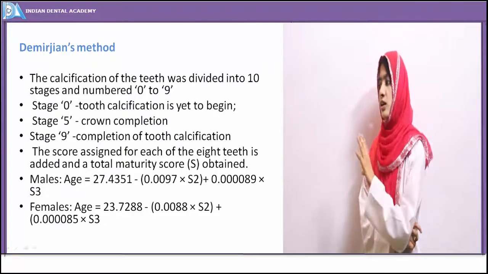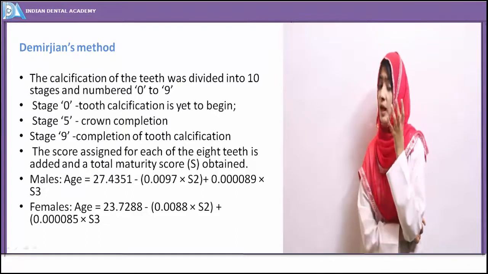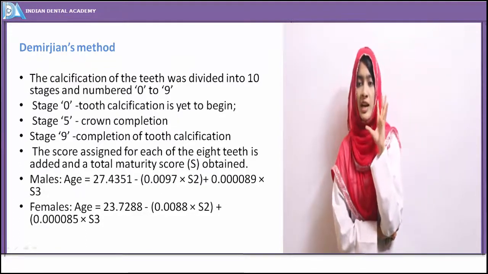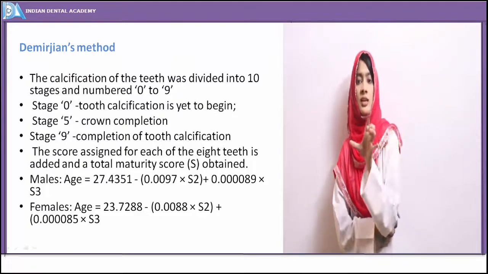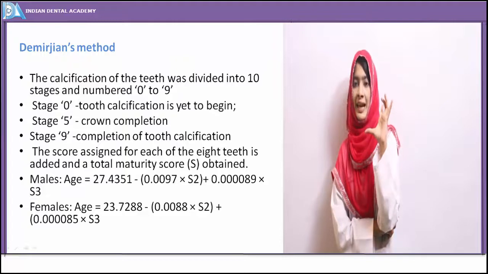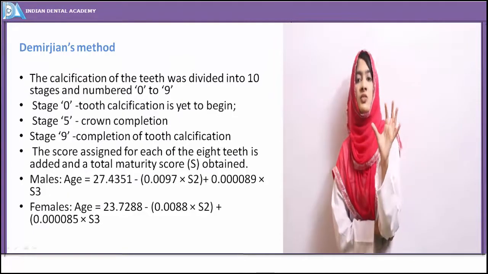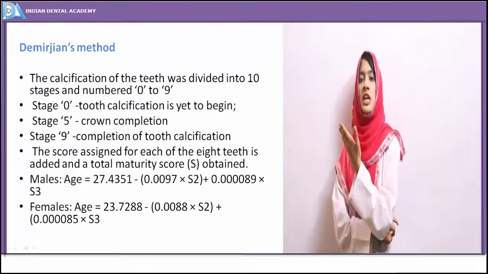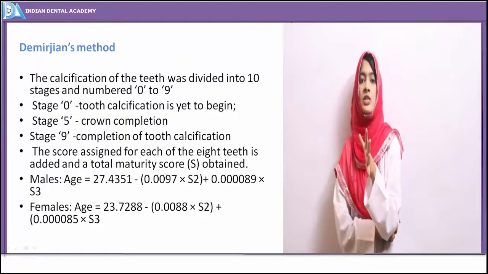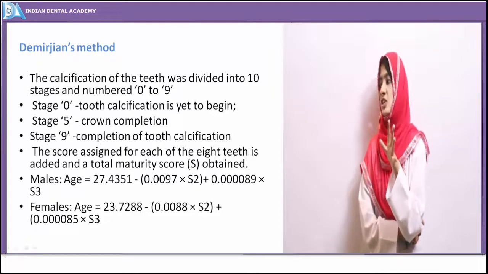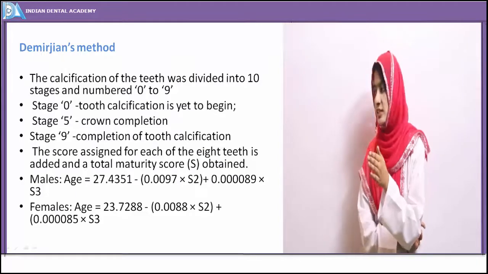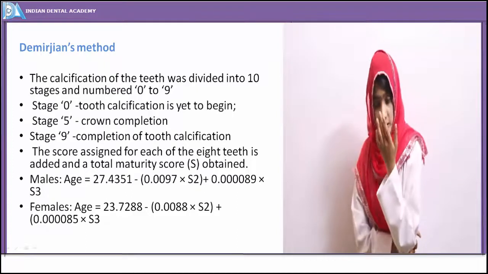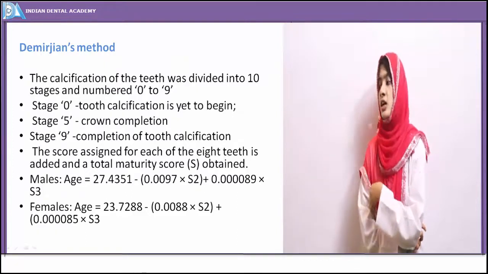Then for each tooth, the scores were obtained. The scores are assigned for each of the 8 teeth. Demirjian collected information from the mandibular left side. He carried out his experiments on the 8 teeth of the mandibular left side, which were named A to H, and each of them was given a particular stage. Stage 0 is no calcification, stage 5 is crown is completed, stage 9 is complete calcification has occurred. Then the scores of each of the assigned teeth were collected and a total maturity score S was obtained. Finally, Demirjian gave a formula for identification of age, which is different in males and females.